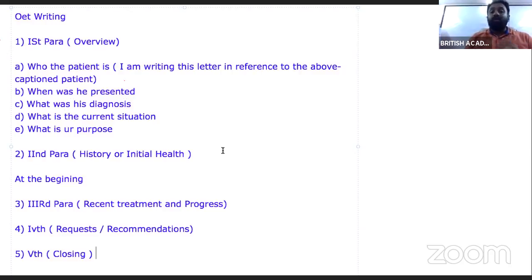But what I want to suggest is, when you're not sure what kind of letter it is, keep in mind only one thing. Your first paragraph and fourth paragraph remain the same for all letters. The first paragraph gives the overview of the condition, the overview of the situation. The second paragraph talks about the history, the beginning or the initial thing. The third paragraph talks about all the recent activities. The fourth is requests and recommendations, and the fifth is closing. If you're not aware what kind of letter it is, I'm re-mentioning it, guys.